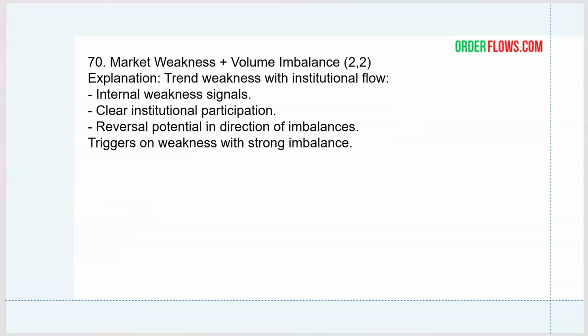Number 70 is market weakness plus volume imbalance. Now I have in parentheses 2 and 2. And I'll show you with 2 and 2 what that means when I get to the chart. So the explanation is trend weakness with institutional flow. You have internal weakness signals, clear institutional participation, reversal potential in the direction of imbalances. And it's going to trigger on weakness with the strong imbalance.